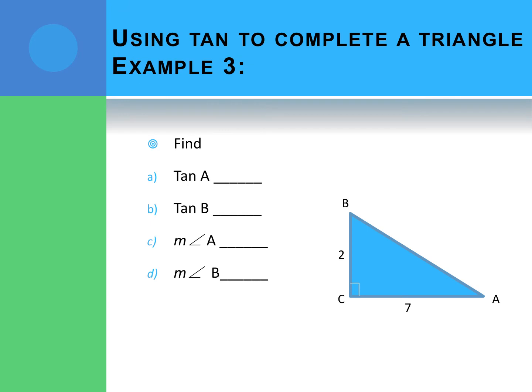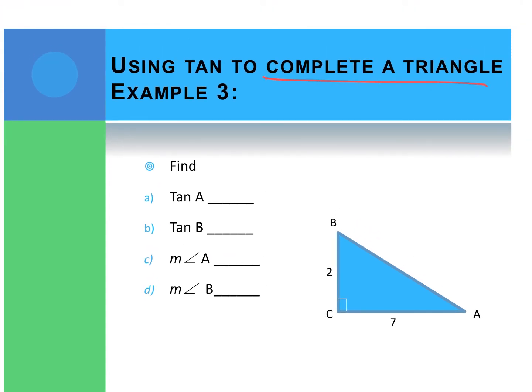Okay, so now, notice the instructions at the top. It says using tan to complete a triangle. Now, when you get a question like this on the test, it's not going to give you step by step of what you need to fill in. Whenever you see the instructions that say complete the triangle, what they want us to do is find all three angle measures and all three side lengths. So by the time I'm done, I should know the measurement of angle A, the measurement of angle B, the measurement of angle C, which I have from the beginning, it's 90.